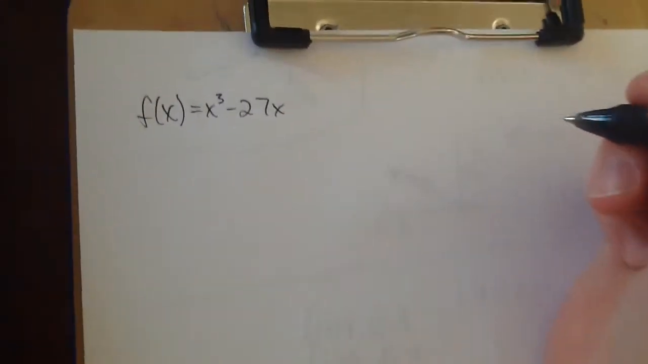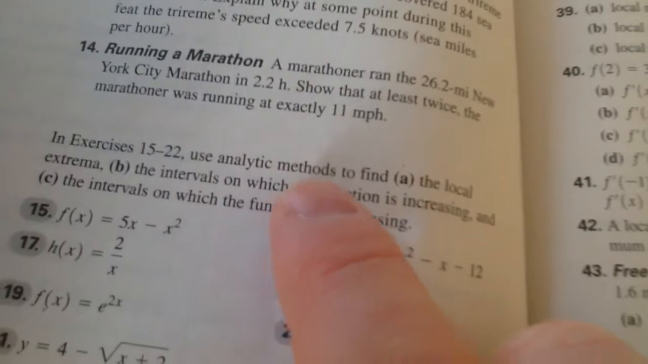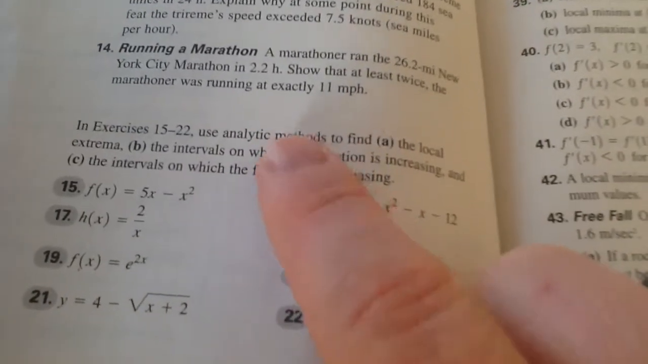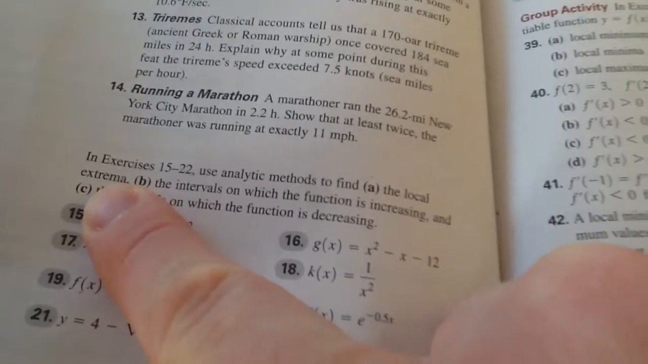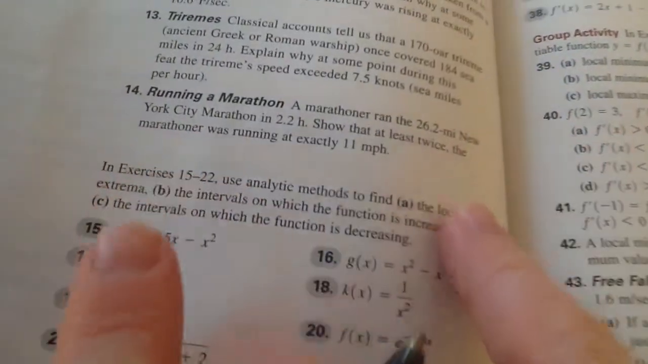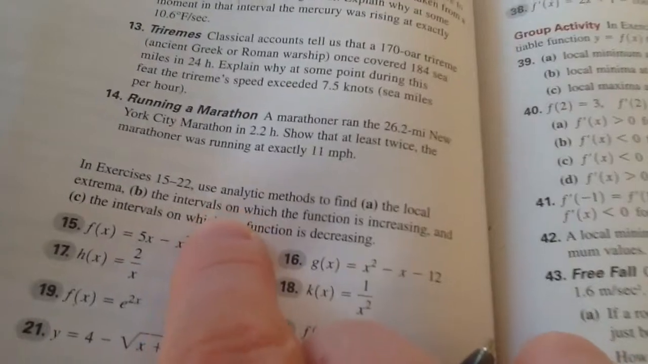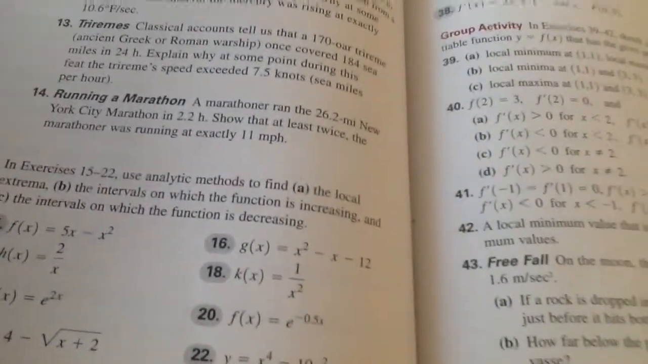X to the third minus 27x. And it's going to say use analytic methods, so not your calculator, to find the local extrema. Hey, that was your quiz. So now that's just like, okay, you got to do that and find where the function is increasing and decreasing.